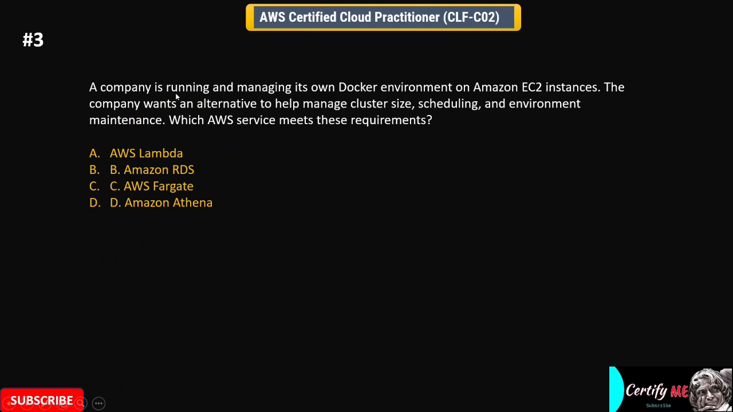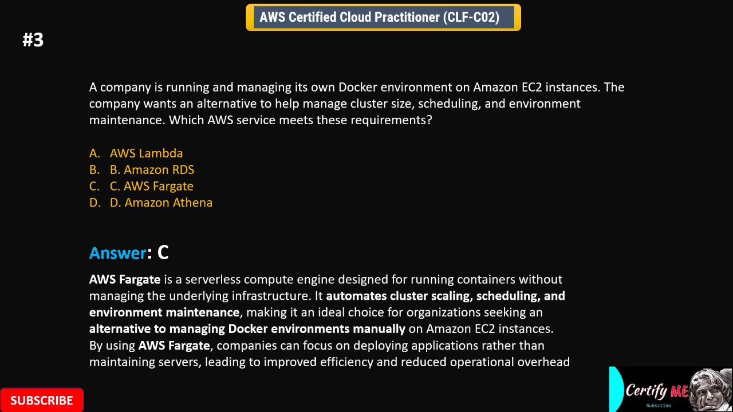A company is running and managing its own Docker environment on Amazon EC2 instances. The company wants an alternative to help manage cluster size, scheduling, and environment maintenance. Which AWS service meets these requirements? The options are: option A, AWS Lambda; option B, Amazon RDS; option C, AWS Fargate; option D, Amazon Athena. The correct answer is option C, AWS Fargate.